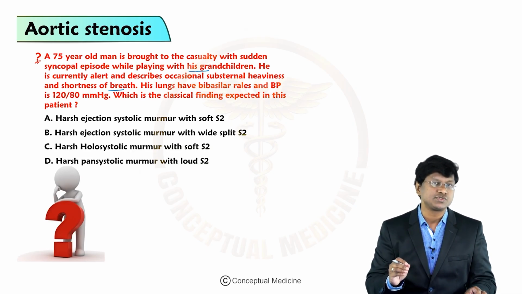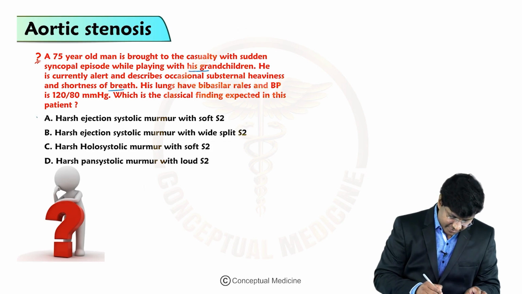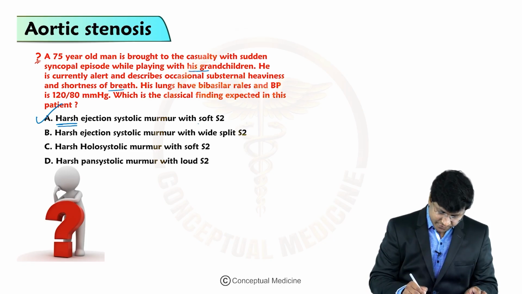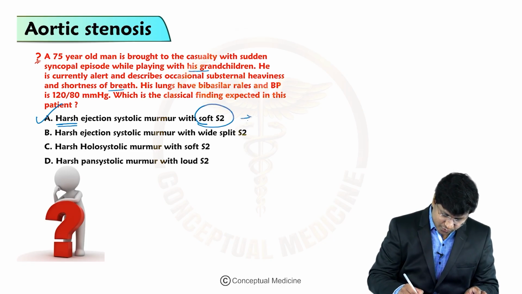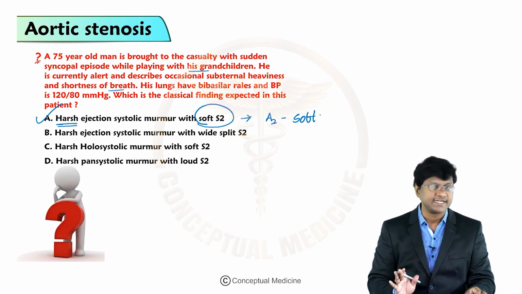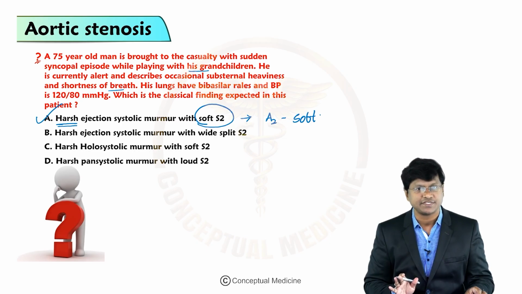So the ejection systolic murmur of aortic stenosis will be very harsh, right? It's a harsh ejection systolic murmur with soft S2, that is, A2 will be soft, right? The A2 will be soft. That is what you will find in patients with aortic stenosis.